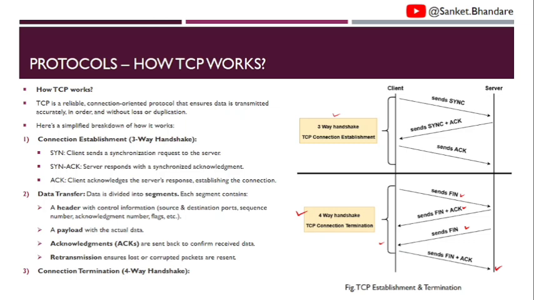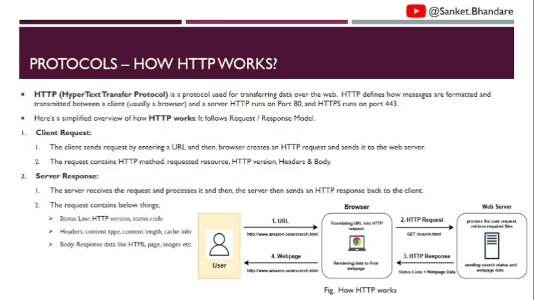Next thing that we are going to learn is how HTTP works. So HTTP stands for Hypertext Transfer Protocol, and it is used at layer 7 of OSI model, that is application layer. This protocol is used for transferring data over the web. HTTP defines how messages are formatted and transmitted between a client, which is nothing but a browser, and a server. So transmission between client and server is managed using HTTP.